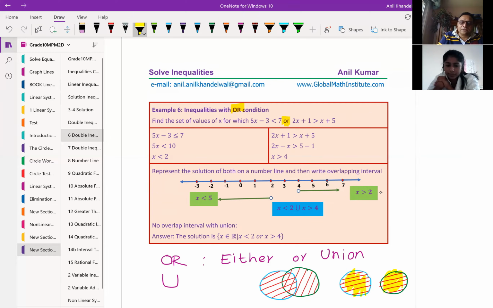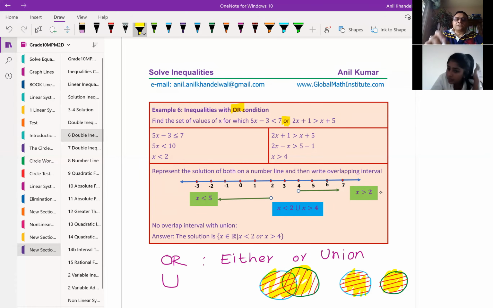Now, in this particular case, there could be some overlapping also. So if there is an overlapping, include that also. Correct? So either way, include all the solutions together. That is what it comes to.